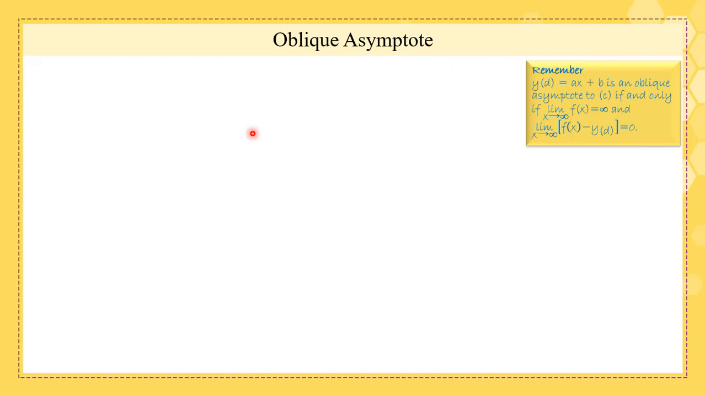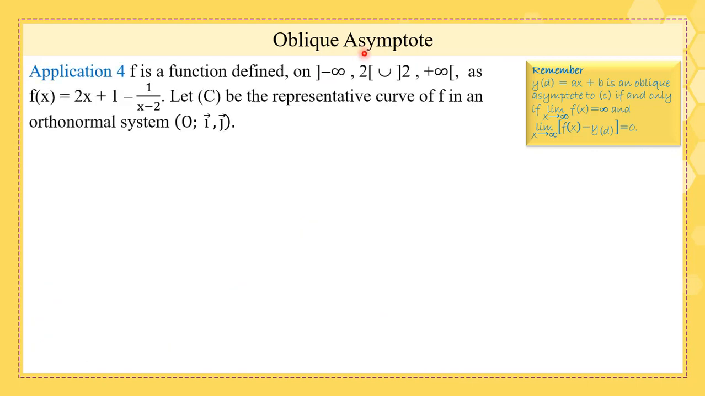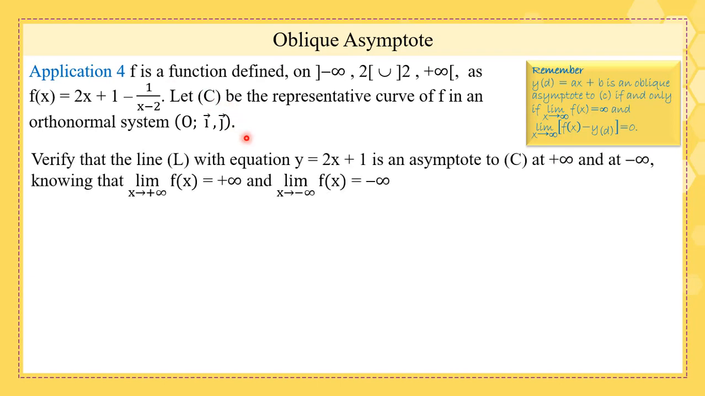Now let's see another application about the oblique asymptote. We have a function f whose curve is C, and we need to verify that the line L, whose equation is y equals 2x plus 1, is an asymptote to C at plus infinity and minus infinity, knowing that the limit of f at plus infinity is plus infinity and the limit of f at minus infinity is minus infinity. So here we need to verify that L is an oblique asymptote.